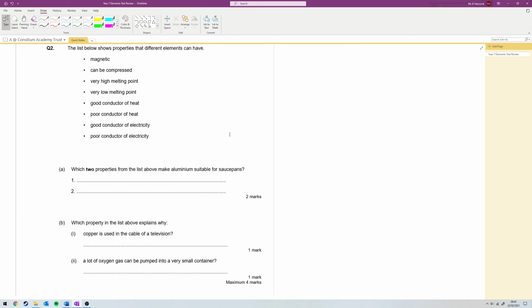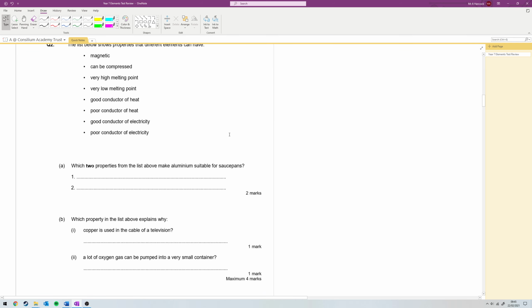Question 2. Here are some properties that elements can have. Which two properties from the list make aluminium suitable for saucepans? Well, it's going to be heated, right? So we need a very high melting point. So this is 1, very high melting point. And the other thing about aluminium is that it's a good conductor of heat. Okay, so this is 2, good conductor of heat.